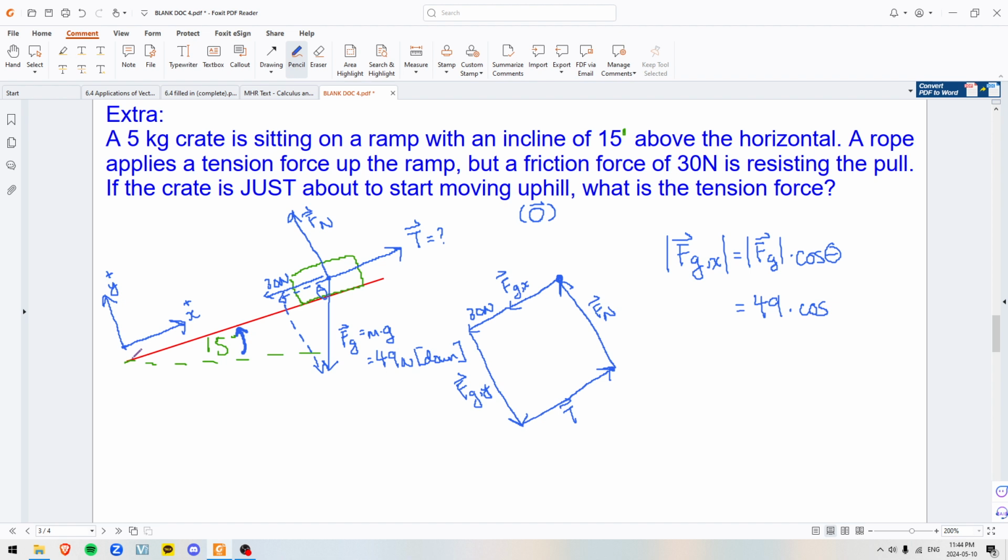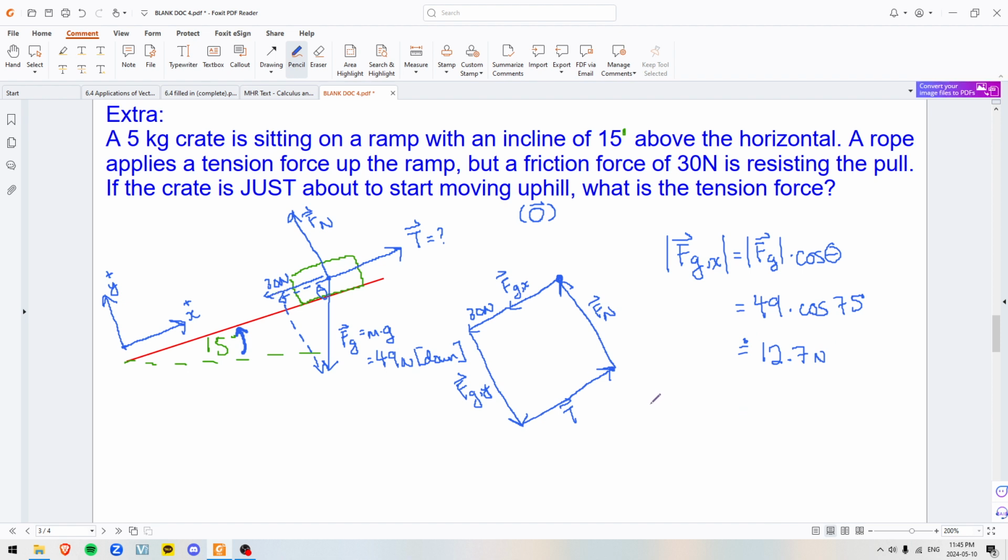How do I know that? Consider this. If I have a right angle triangle with 15, that's a 90. And so what's this angle? 90 minus 15, 75. That angle is the same as this angle created with the x and the vertically down. Together, the magnitude is going to be 49 cosine 75, approximately 12.7 newtons in the negative x direction.